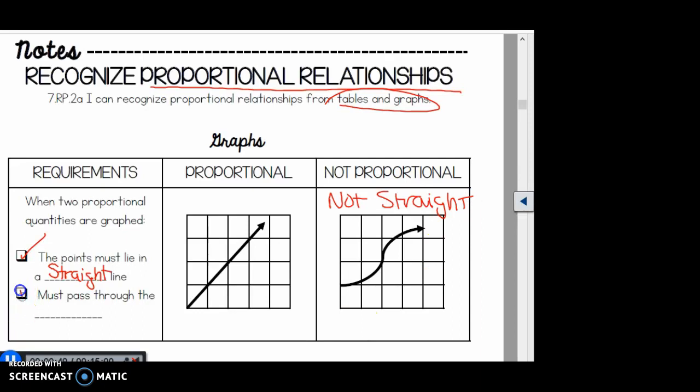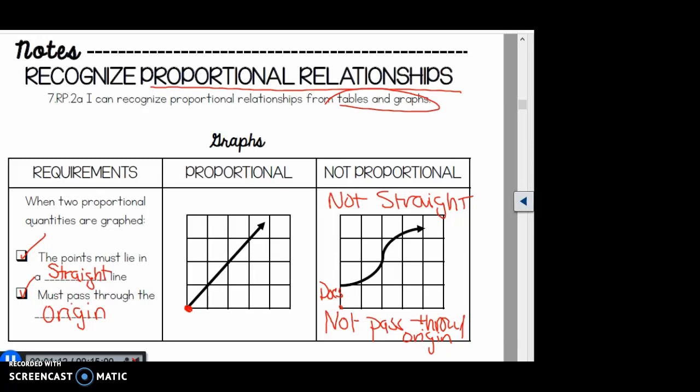Also, it must pass through the origin. The origin is that little corner in the middle. This is the origin. This does not pass through the origin.